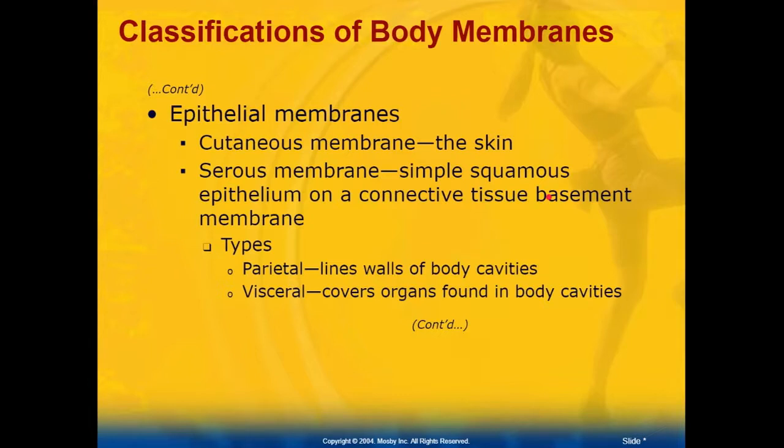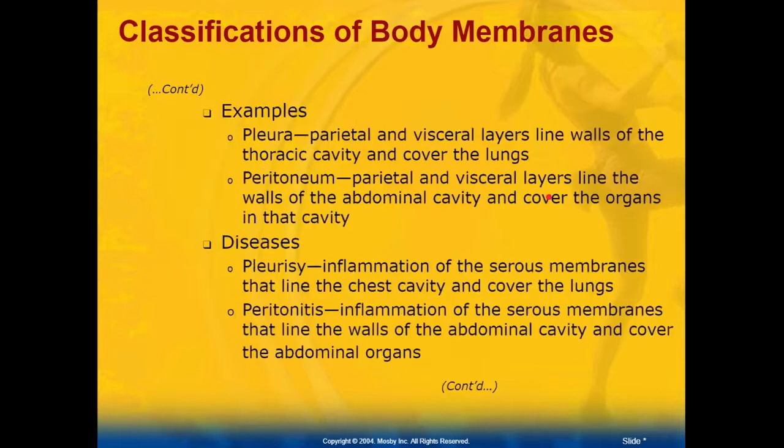So it could be your heart, it could be your lungs, it could be your stomach. It'd be like parietal peritoneum or parietal pleura. So just layers based upon what organ you're talking about. Pleura means lung. So this is talking about the parietal and visceral pleura.